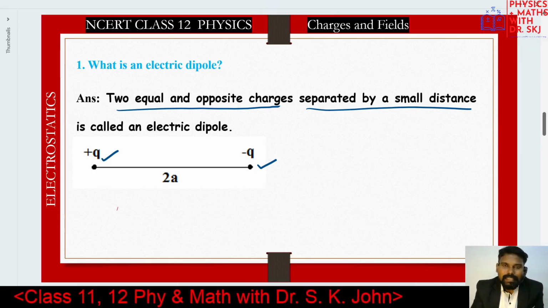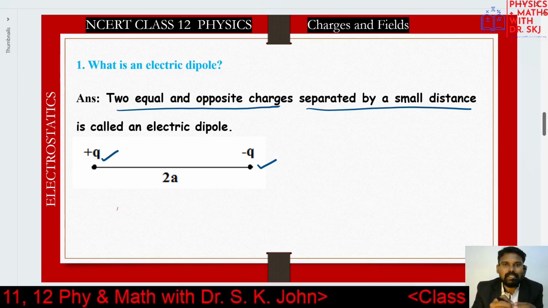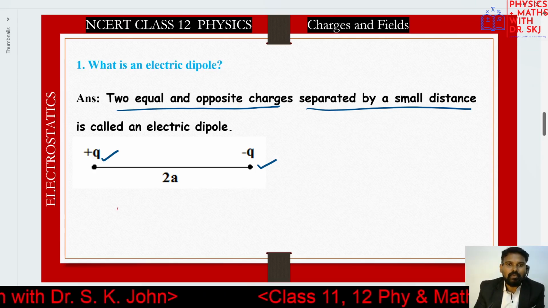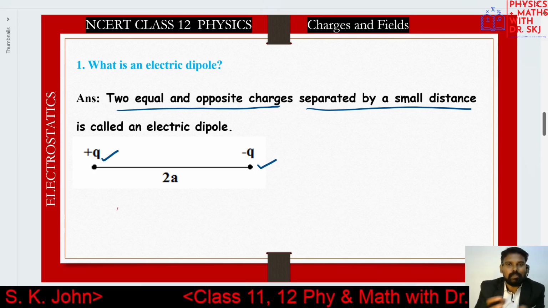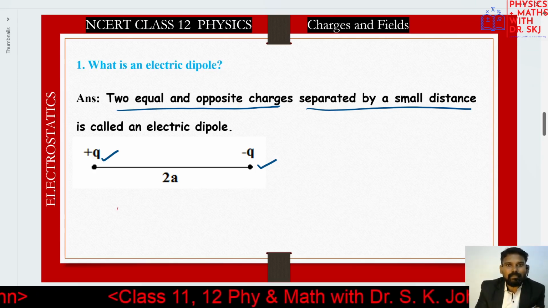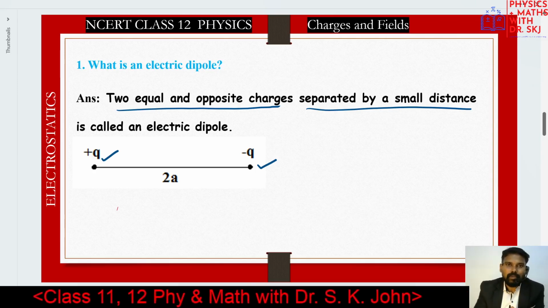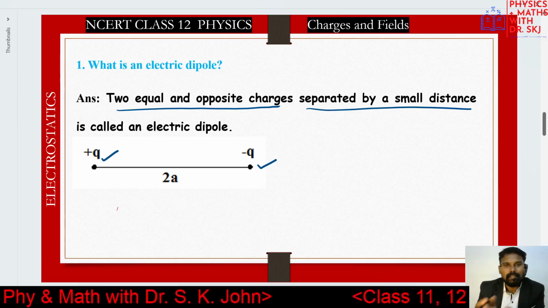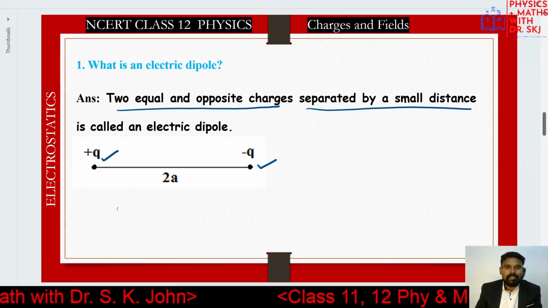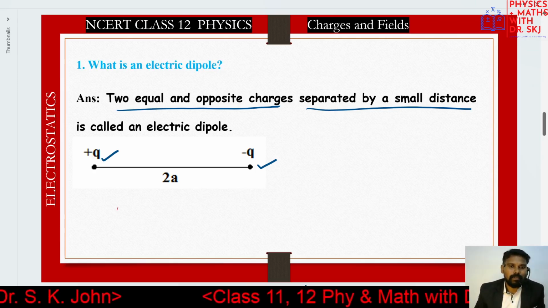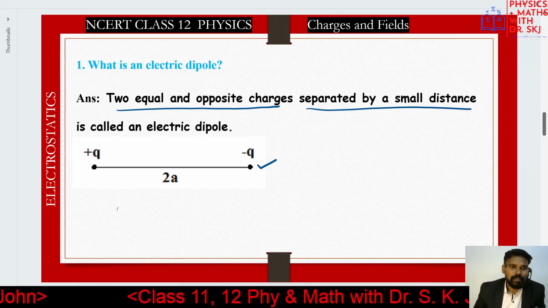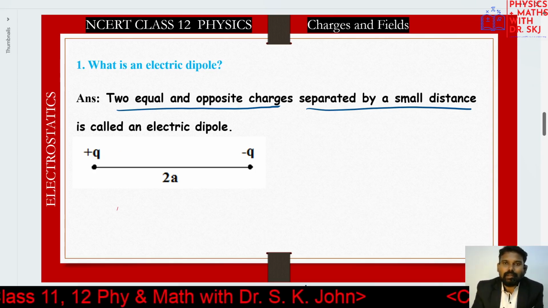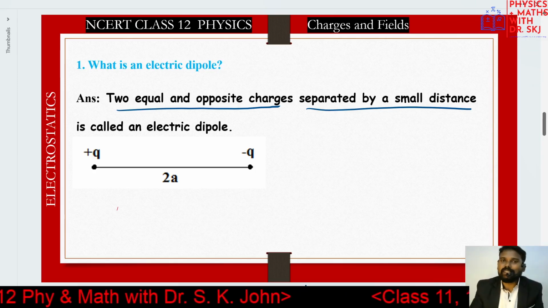So what is an electric dipole? An electric dipole consists of two charges, one a positive charge and the other a negative charge. So we say: two equal and opposite charges. Equal means the magnitudes of the charges are the same. Opposite means their signs are opposite. One is plus charge and the other is minus charge. Dipole means two poles. So you got the definition of electric dipole: two equal and opposite charges separated by a very small distance is called an electric dipole.